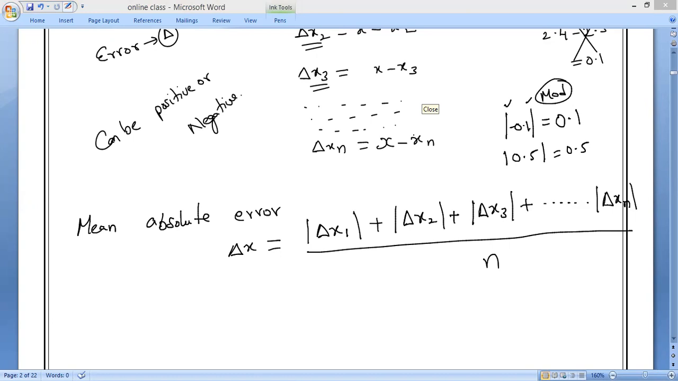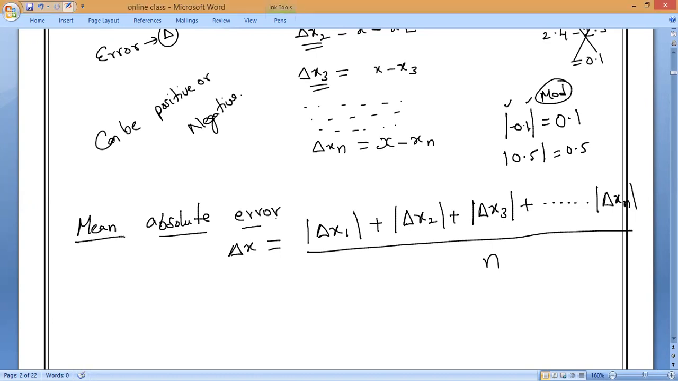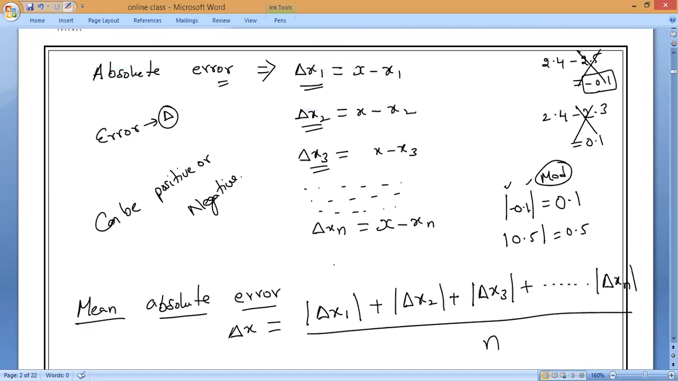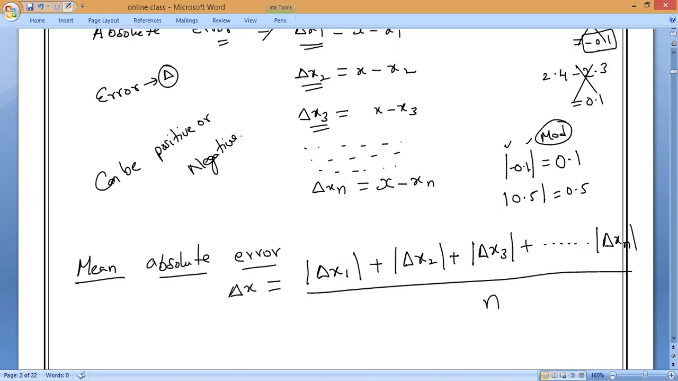Everybody? Yes. So if you want to find the mean absolute error, it means the sum of the absolute errors divided by the number of absolute errors. That will give you the mean absolute error. Is it okay, everybody?